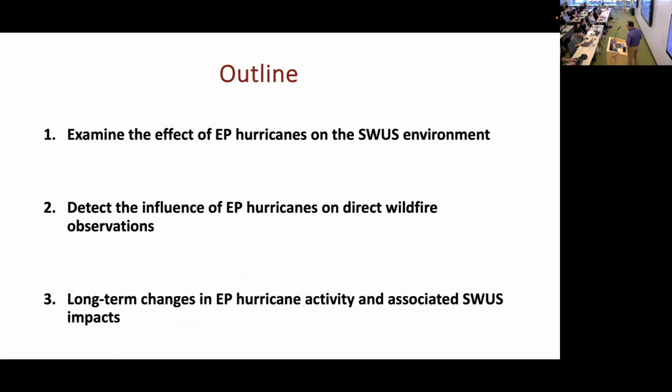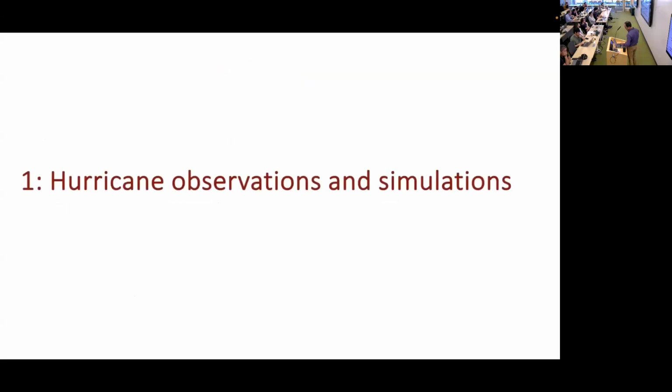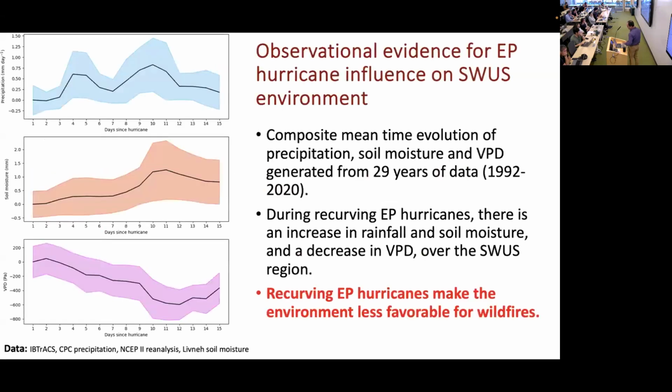So this is the outline for our talk. First, we'll examine how these Eastern Pacific hurricanes modulate the wildfire environment in the Southwest US. Next, we will see whether we can directly detect the influence of these hurricanes in the wildfire data itself. And finally, we'll look at some long-term projections of hurricane activity and their implications. So let's look at the influence of these storms on the Southwest US, starting with some observations.